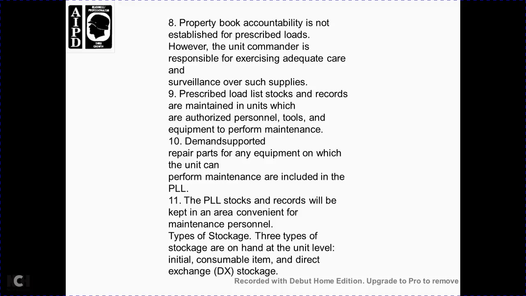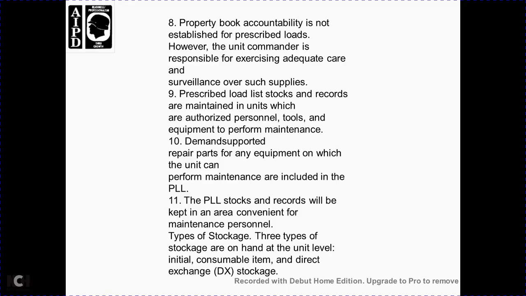However, the unit commander is responsible for exercising adequate care and surveillance over the supplies on the prescribed load list, and the stock records that they maintain with the unit for the authorized personal tools, equipment, performance maintenance, and demand support of the repair parts of equipment that the unit with performance maintenance will include in the prescribed load list. The prescribed load list records will be kept in the area of the maintenance personnel.